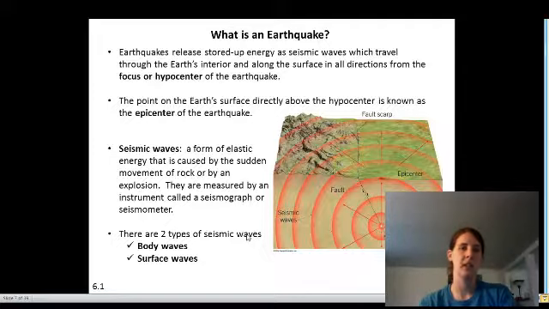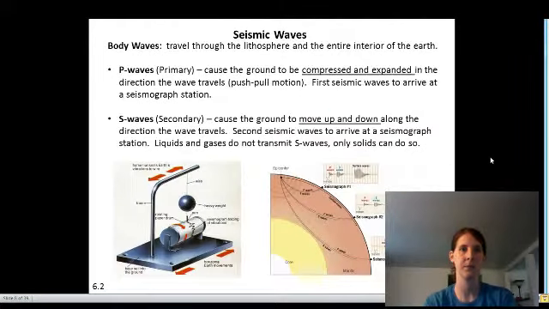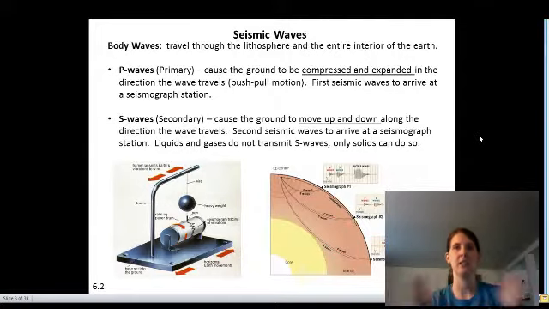So like we said, there are seismic waves that are the elastic energy that is released by this movement, and they are measured by a seismograph or seismometer. Like I said, there are two types, the body waves, those are the P and the S waves, and surface waves, the Rayleigh and the Love waves. So the P waves cause the ground to be compressed and expanded, and are the first to reach the station. S waves cause it to move up and down like a jump rope, and cannot travel through liquid.